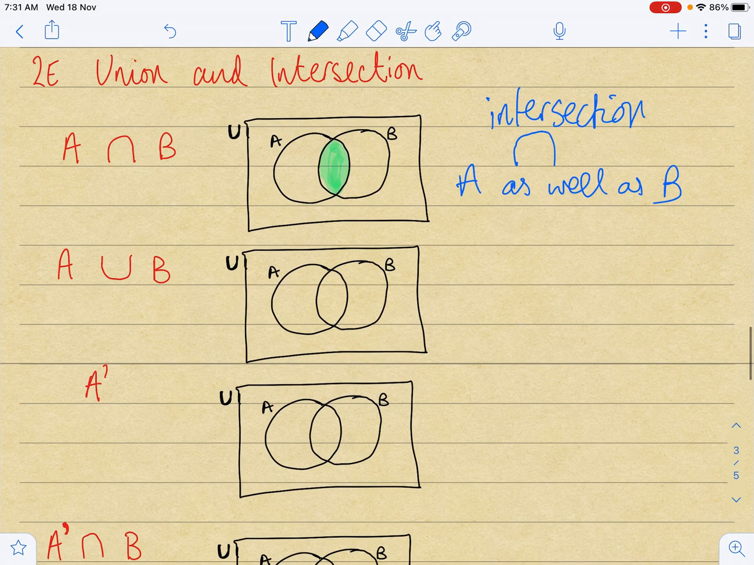Then we come on to this union, and the union basically means it can be in either A or B. So either A or B. You can include everything that's in A, and I can include everything that's in B, and that is the union. We kind of bring them together. Bring everything that's in A, bring everything that's in B. That is the union. We're uniting them.